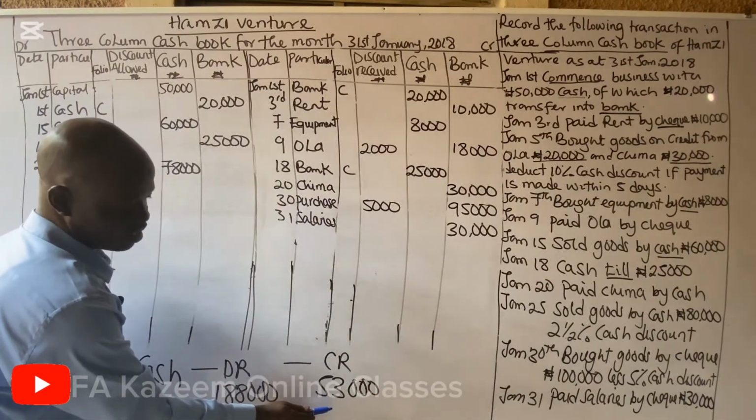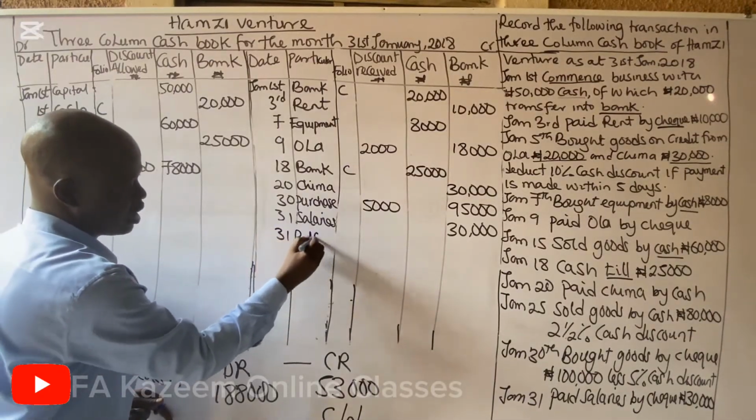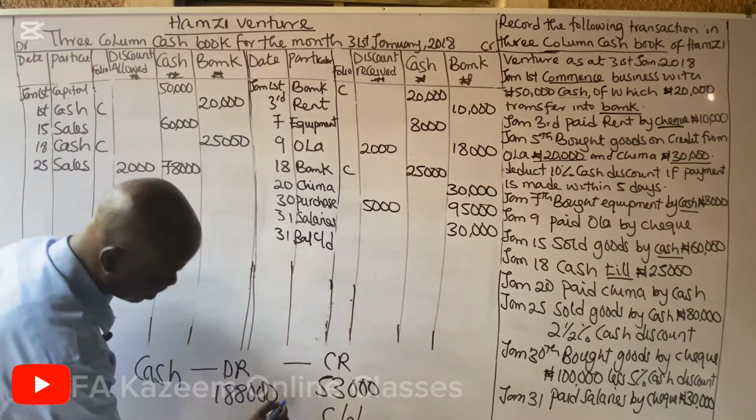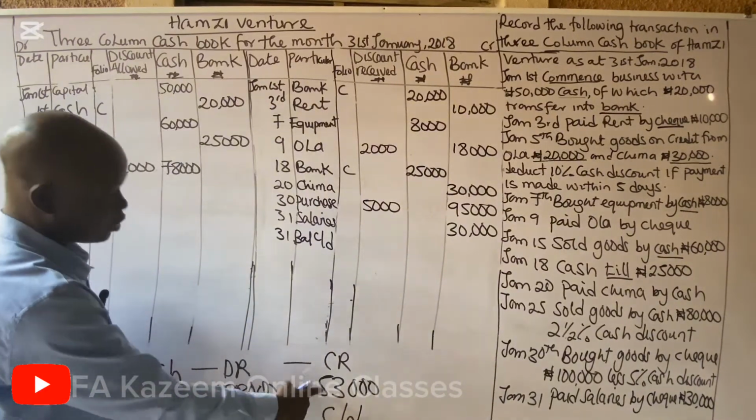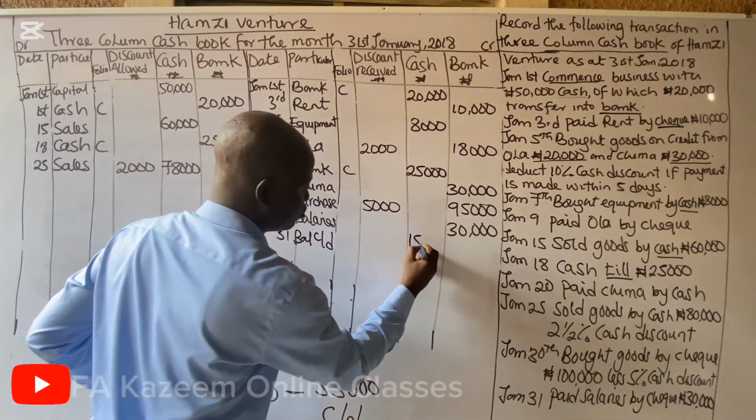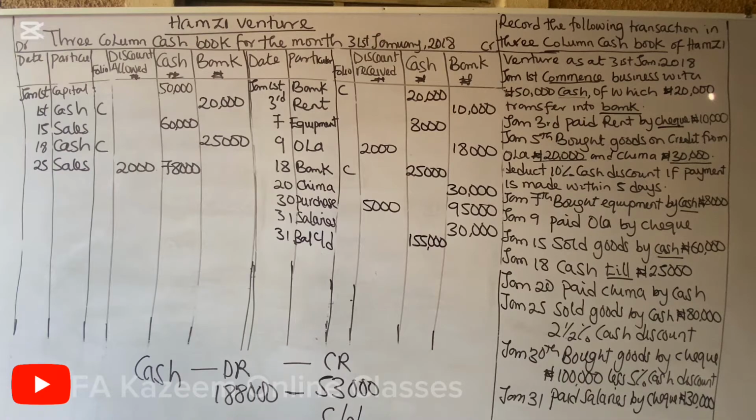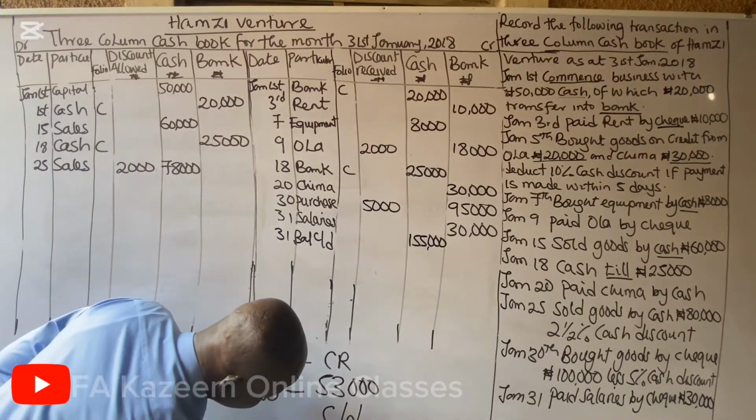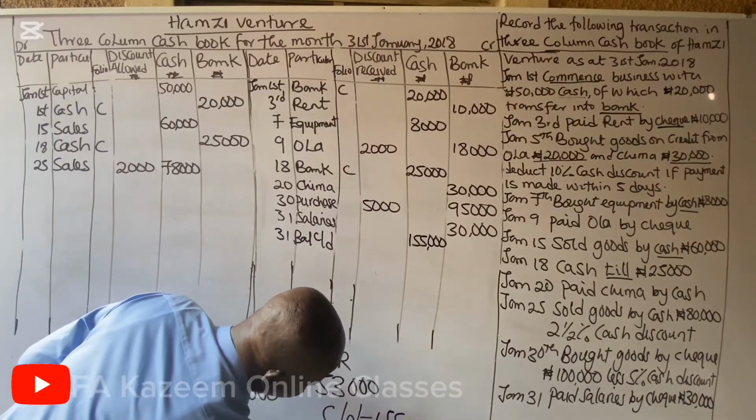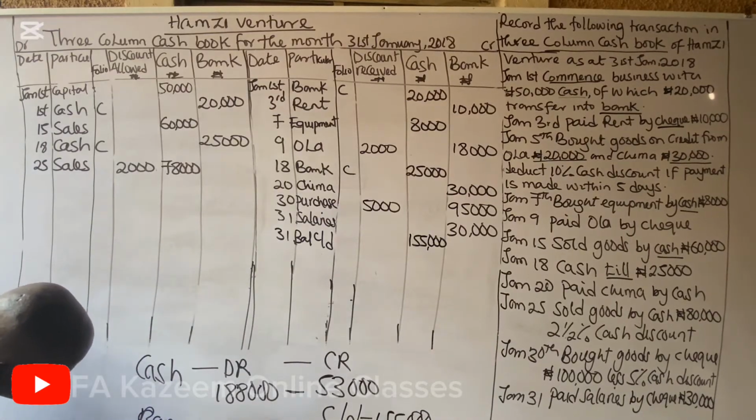Now, the next is, where's the lower side? The lower side of the cash is the credit side. That's where we have the balance carried down. In that case, we will come here and say balance carried down. What's the balance carried down? The balance carried down is the difference between the two. 188,000 minus 53,000, and that should give us 155,000. Now, that means the total inflow of cash is 188, the total payment of cash out is 53, giving a balance carried down of 155,000.